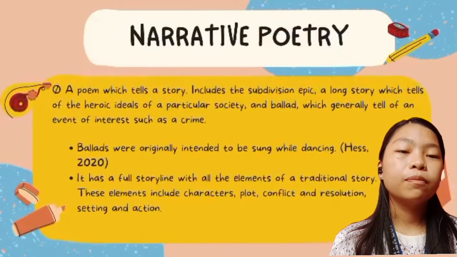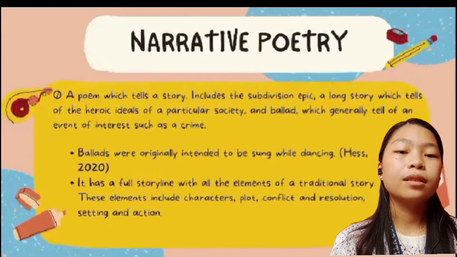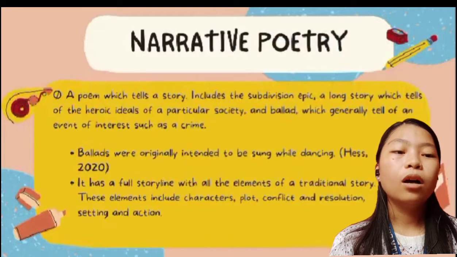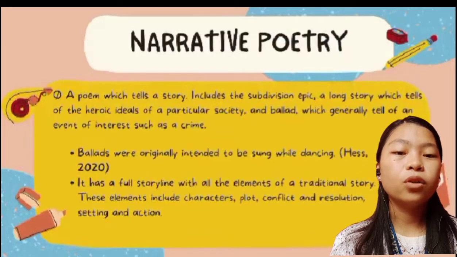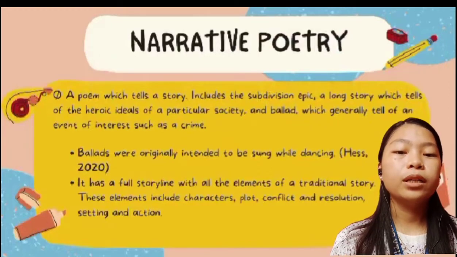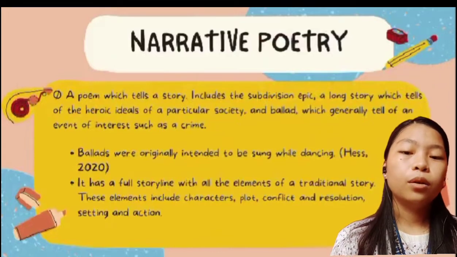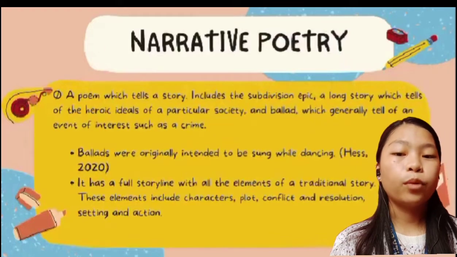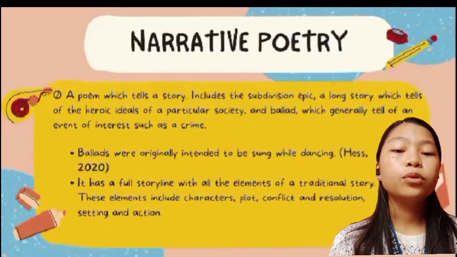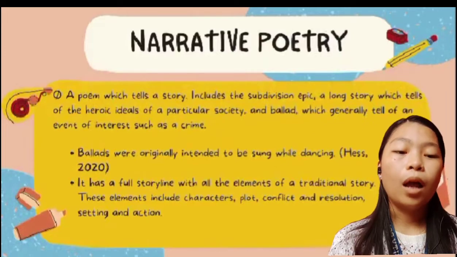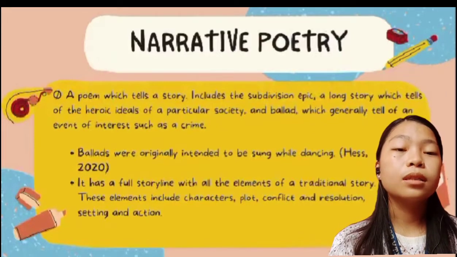So narrative poetry is a poem which tells a story. It includes the subdivision epic, a long story which tells of heroic ideals of a particular society, and ballad, which generally tells of an event or interest such as a crime. Ballads were originally intended to be sung while dancing. That's according to Has 2020. It has a full storyline with all the elements of a traditional story. These elements include characters, plot, conflict, resolution, setting, and action.